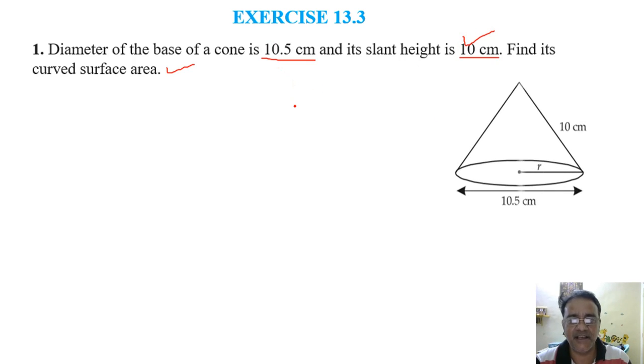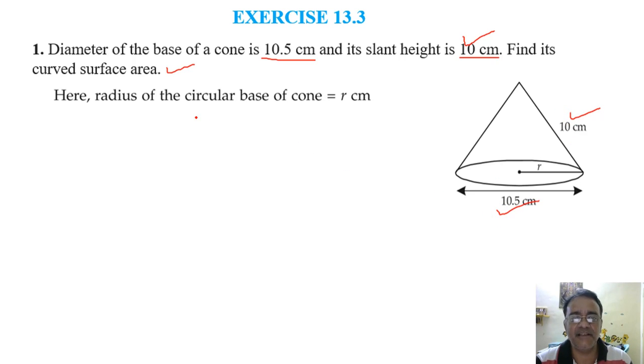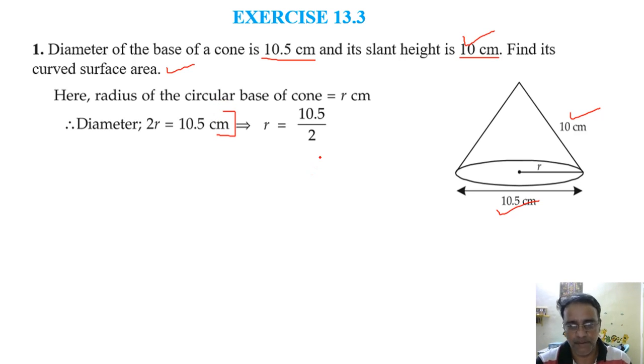Now diameter is given, and slant height is given. Diameter is given 10.5 centimeter. So what is the radius? 10.5 by 2. So we'll remove the decimal also. So if you divide by 5, what you will get? 21 by 4. Okay, right. Now we are using this radius.